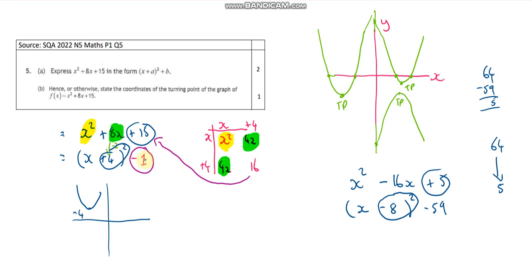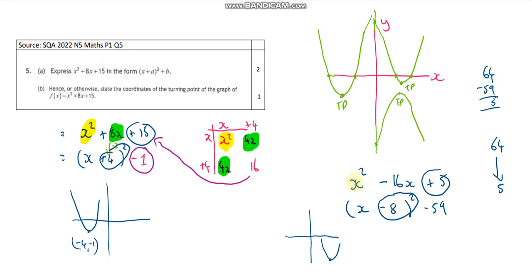So negative 4, negative 1. Change the sign, stays the same. So negative 4, negative 1 is down here, isn't it? For this one, the turning point here: change the sign and give me 8, stays the same, negative 59. So 8, negative 59 is down there.